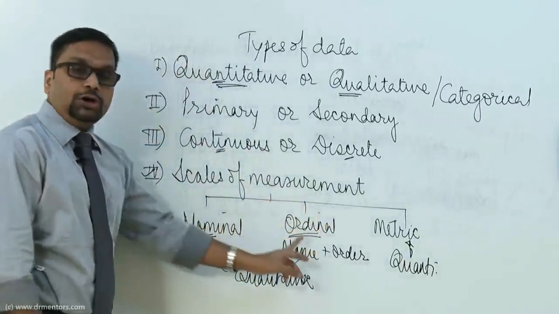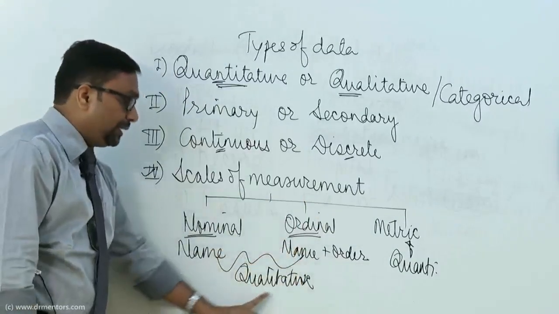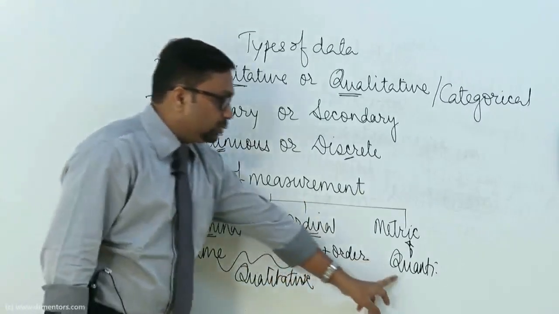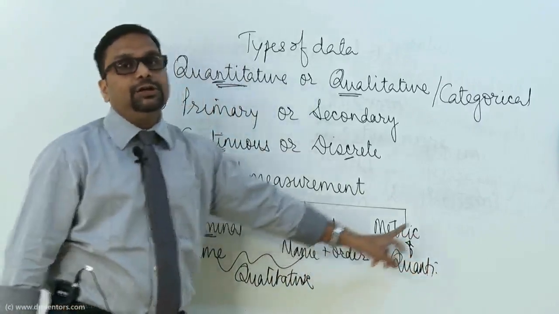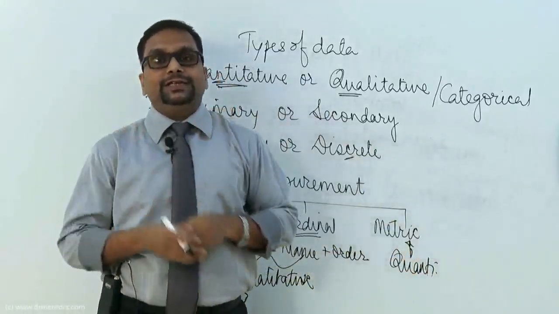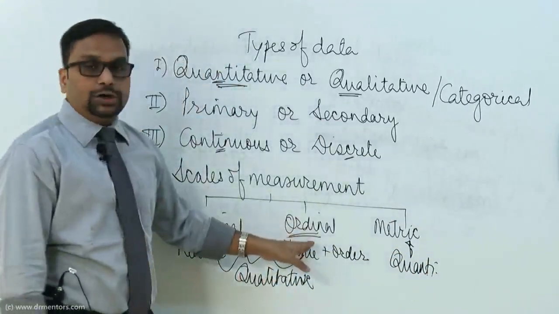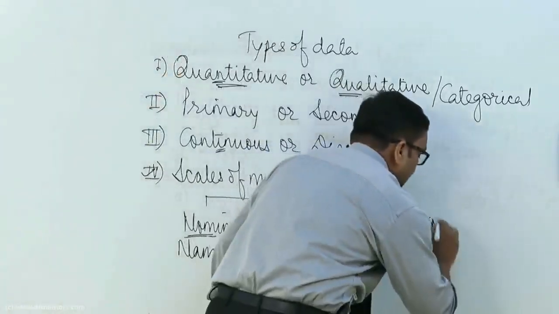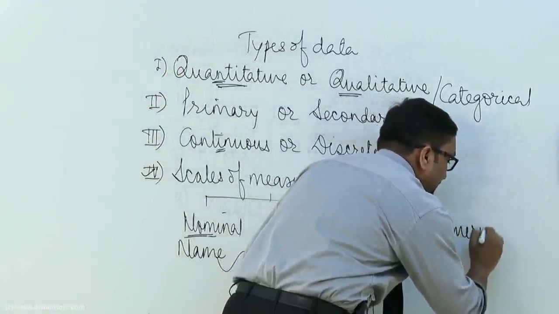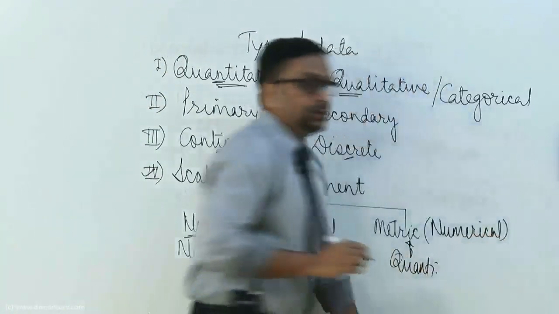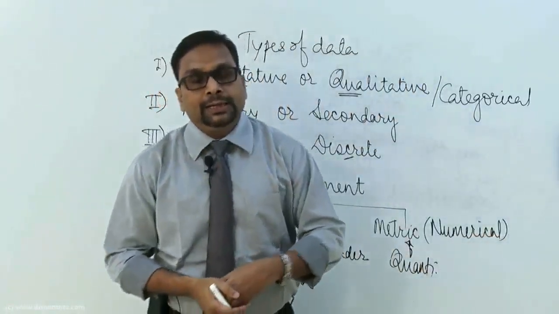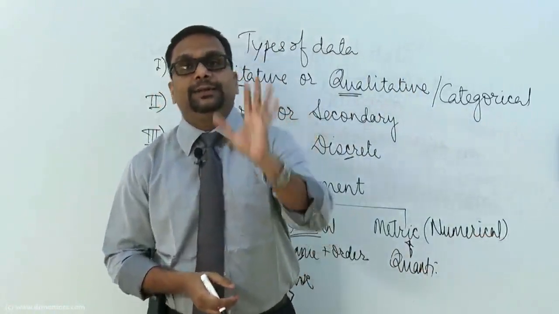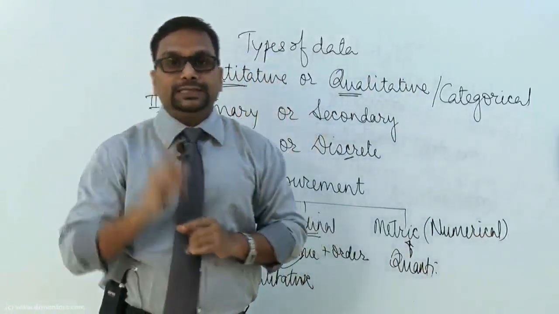Whether nominal or ordinal, both are types of qualitative data. What remains is quantitative data, which is measured on metric scale. So that is the differentiation between nominal, ordinal and metric scale. Now in some textbooks, metric scale is also given as numerical scale. So sometimes they use the word numerical, but as I said, the word numerical means number, and numbers will always confuse you.